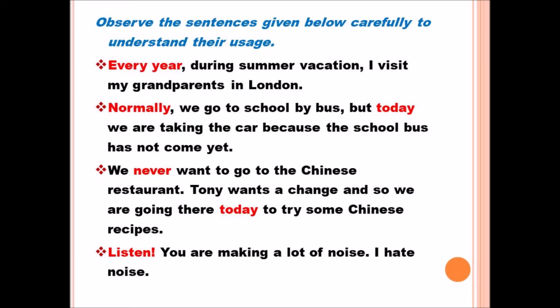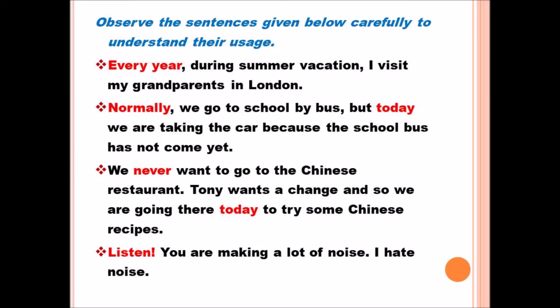Observe the sentences given below carefully to understand their usage. So we have seen the keywords for simple present and present continuous, and let us see how they are used in a sentence. Here the highlighted words are the keywords. What is the keyword in the first sentence? Every year. So every year it happens. Every year during summer vacation, I visit my grandparents in London. So it is happening every year. So we use simple present tense.